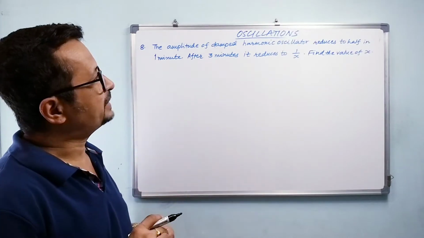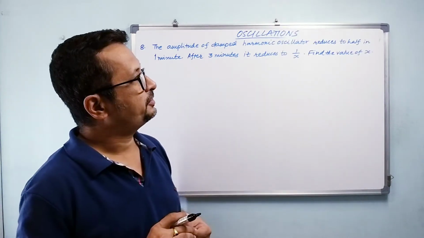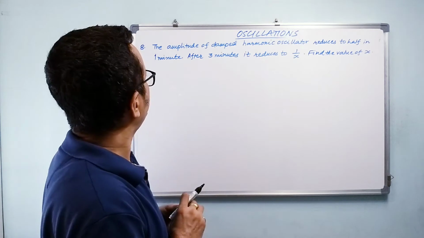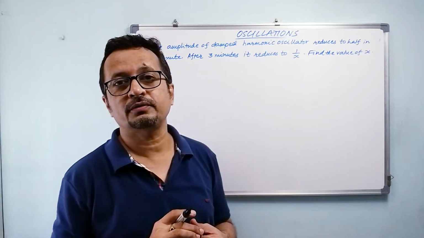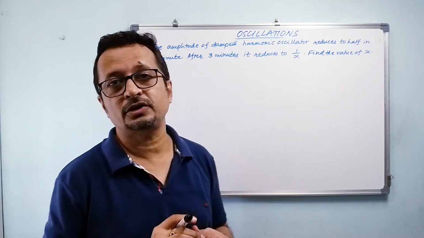The amplitude of a damped harmonic oscillator reduces to half in 1 minute, and after 3 minutes it reduces to 1 upon x, and we have to find the value of x.